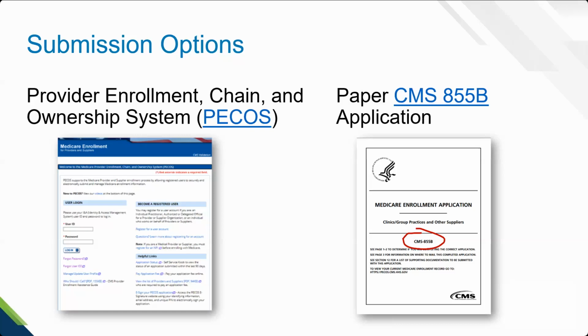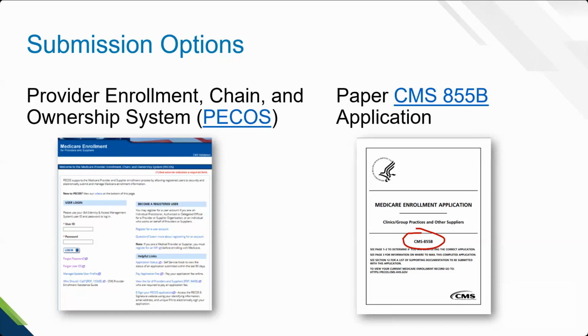Both are perfectly acceptable, but there are some differences, and if you've ever attended one of my webinars, you will hear me champion for the use of PECOS, and there's a few reasons for that. One, PECOS works very much like if you've ever used tax software to do your taxes. It asks you a series of questions to identify you as that mass immunization roster biller, and it only poses you with the sections or topics, as they're called in PECOS, that are required for you to enroll as that provider type.